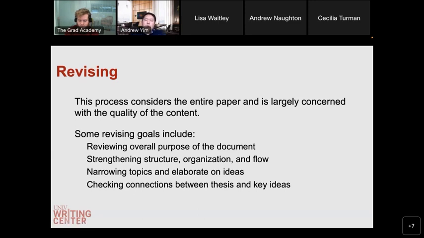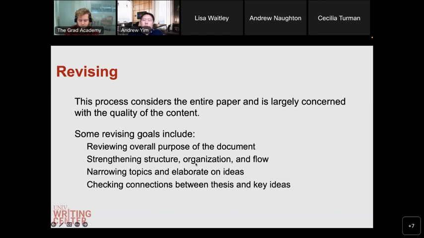And then once you know your purpose, you can also start to narrow down your topic and start to elaborate on your ideas. And then finally, you can really think about the connections between a thesis and the other ideas in your paper. So for example, if I'm revising this PowerPoint, my goal of this PowerPoint or document is to make sure that I'm informing you of what the revision process looks like and what revising is.